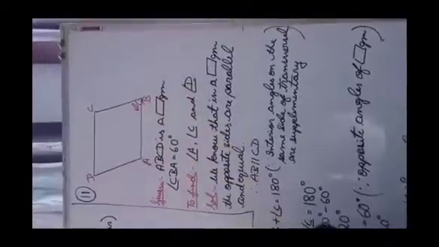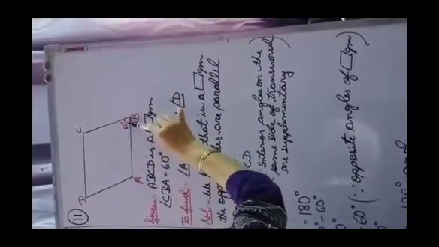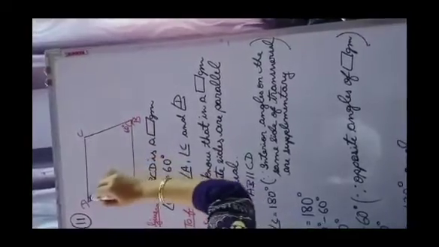Now, in number 11, ABCD is a parallelogram. So, do you know the properties of a parallelogram? The opposite sides are parallel and the opposite angles are also equal. So, this is the property of a parallelogram. I have written this angle CBA is already given in the diagram. So what are you asked to find out? You are asked to find out the measurement of angle A, angle C and angle D. So what is the measurement of this angle?